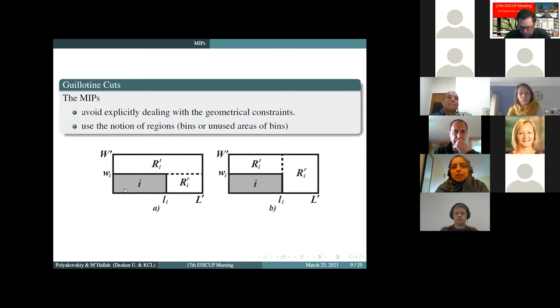So we consider a region, or it could be a bin, which has a given length and a given width. Then whenever we pack an item, we have to make a decision on whether the cut has to be a horizontal cut, or what we call an alpha cut, or a vertical one. Whenever we do that, we automatically determine two new regions, one to the right and one on top. So the minute we determine the type of cut, we are also determining these two regions. All the packing for us is going to be in these regions, whether the region is a bin or the residue of a bin.